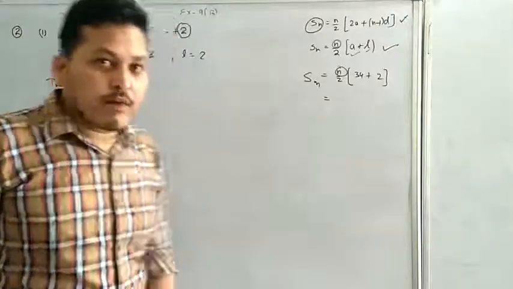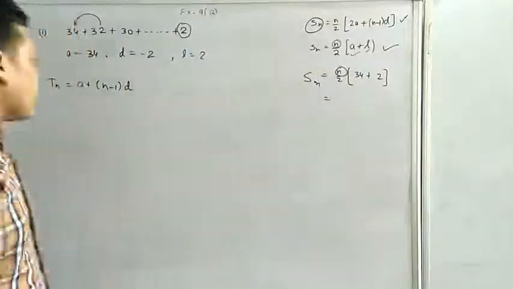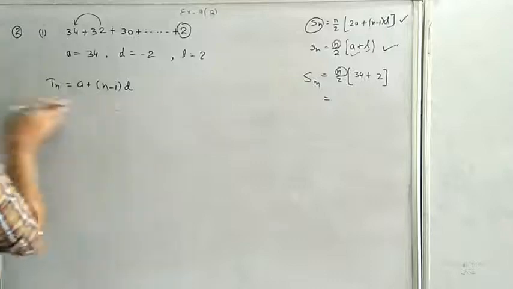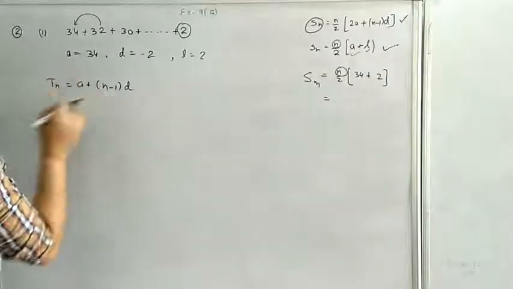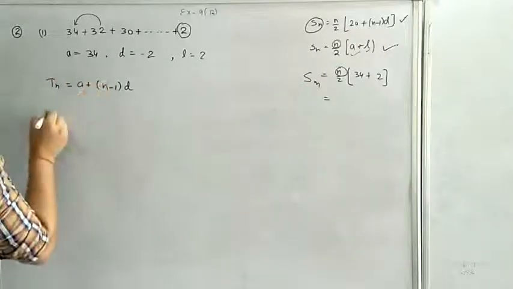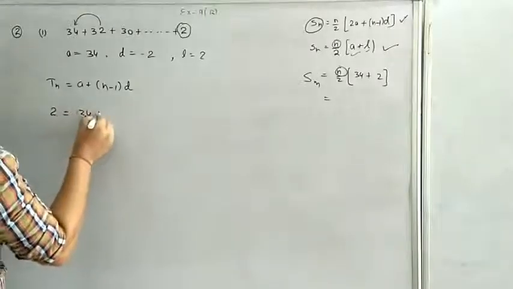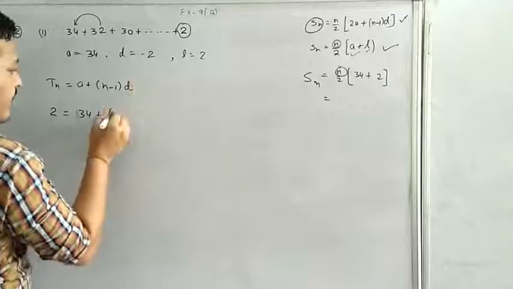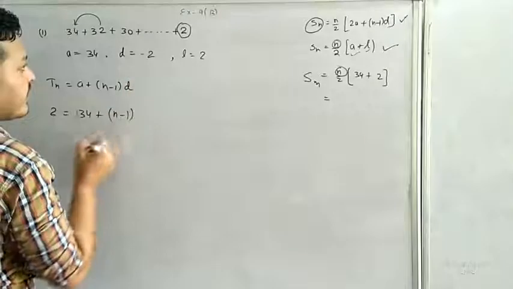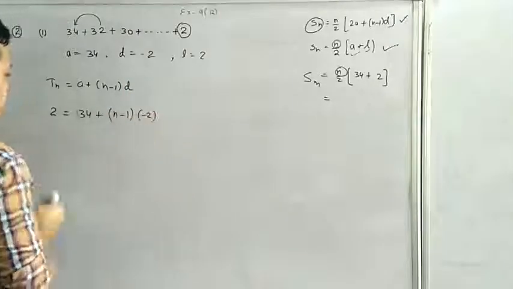Many times you will deal with this type of question, and you are the expert at how to solve for n. Tn denotes the nth term. The nth term is 2. A is 34, plus n minus 1 into d, and d is equal to minus 2.